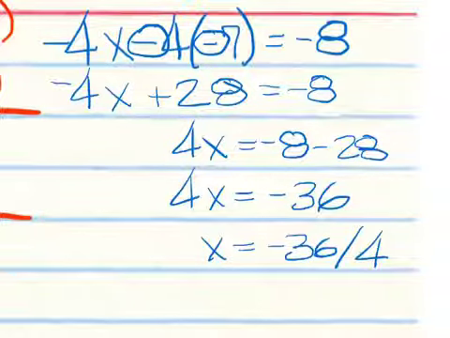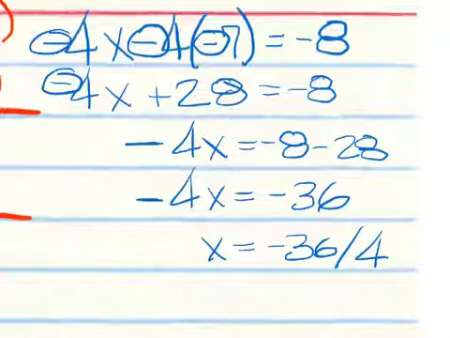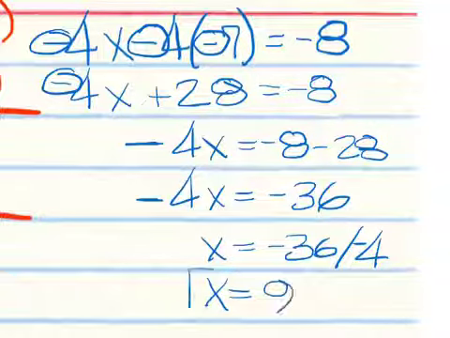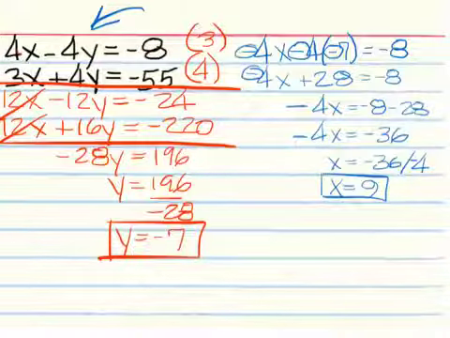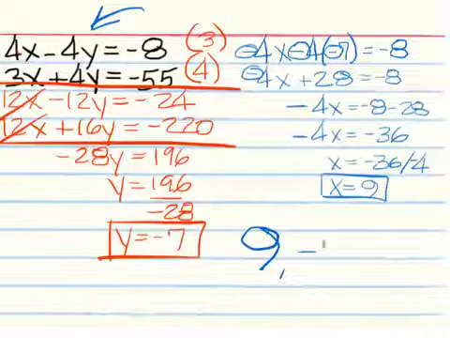Divide by 4. And I lost my negative sign here on my 4. There's a negative there. There should be one here and here. So we're dividing by a negative 4. That should give us a positive 9 for x. And your total answer here should be 9, negative 7.